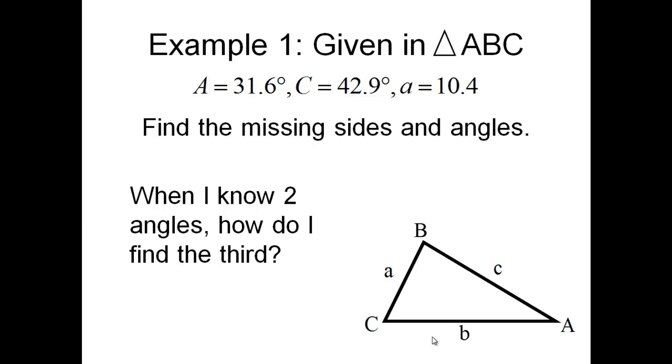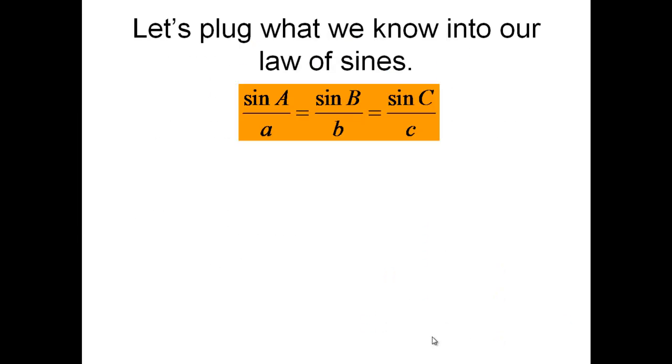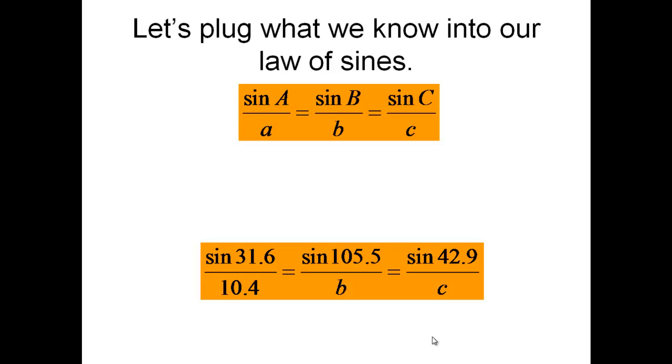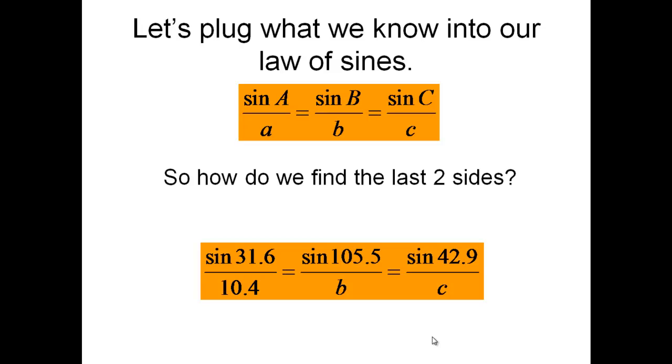So let's plug in what we know into our law of sines. We know that if I look at angle A, which is 31.6, the sine of that angle over the side, 10.4, is going to equal the sine of angle B, 105.5, over side b, and is equal to the sine of angle C, 42.9 degrees, over c. I should have degree symbols on here, but I think that got cut off whenever I was doing my problem here. So how do we find these last two sides?